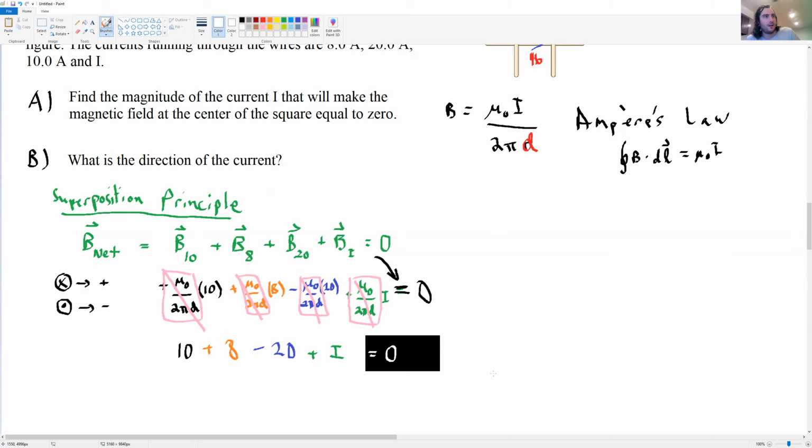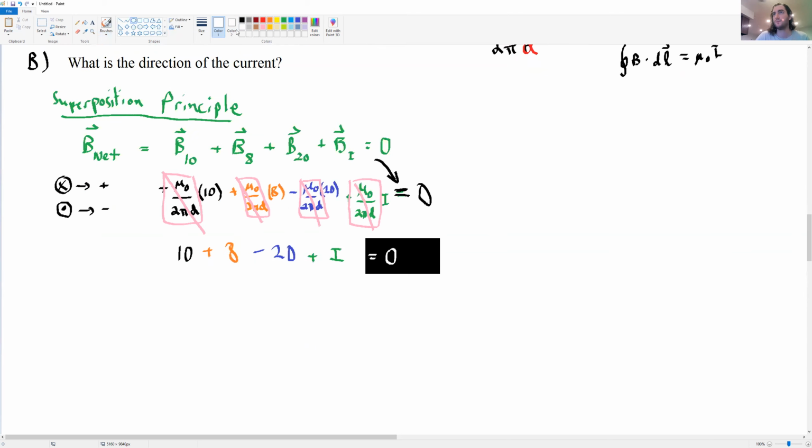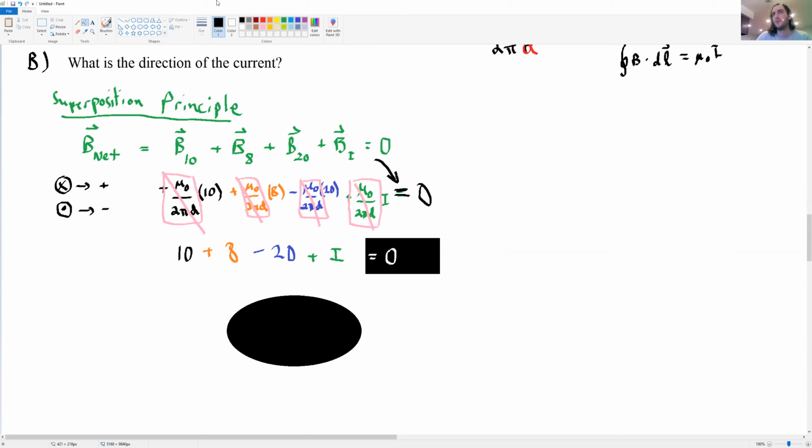Okay. 10 plus 8 is 18. Minus 20, negative 2, right? Add that negative 2 to the other side, and we get that I is equal to 2. Okay? I is equal to 2.